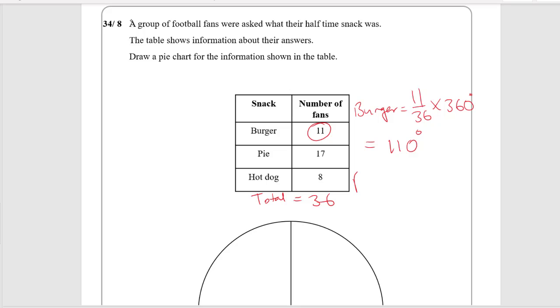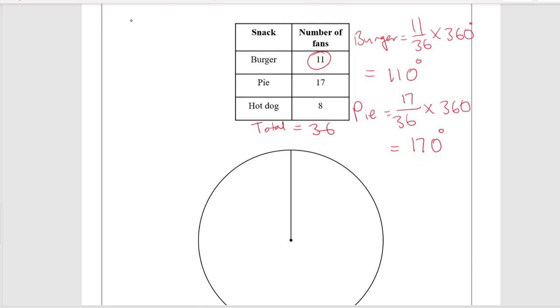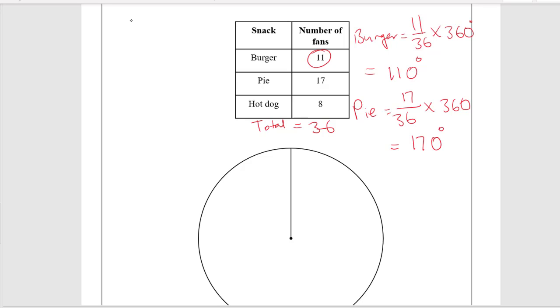Then we have pie. Well, pie is 17 out of 36, times it by 360. Okay, and that gives us an answer of 170 degrees. These are the angles of the pie chart that we're finding now.